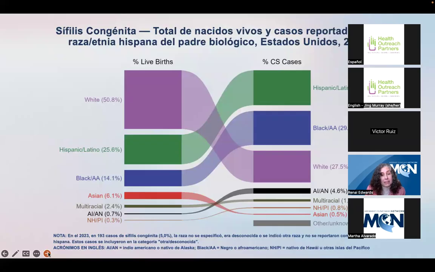Earlier, we saw Hispanic and Latino women with the lowest proportion of syphilis cases. Yet here, we see babies of Hispanic and Latino parents have the highest proportion of congenital syphilis. So again, Hispanic and Latino people are not being tested or treated adequately to prevent congenital syphilis, or we would not see this disproportionate outcome. Next slide.